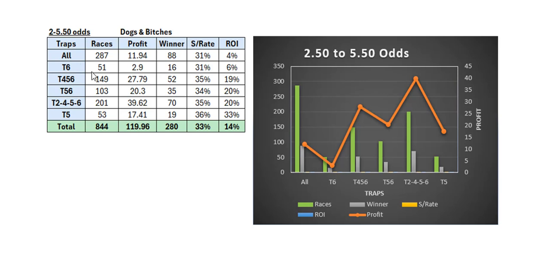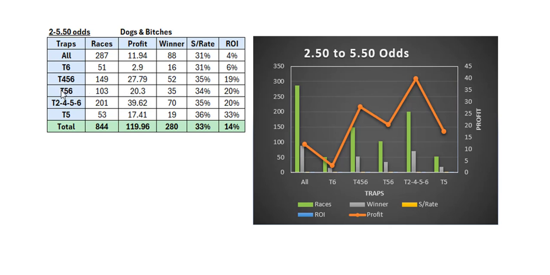If we looked at only using trap 6, we get another poor profit for this period. We've got 16 winners, 31% strike rate, and only 6% return on investment. And if we use traps 4, 5, and 6, we ended up with 149 selections, 27 points profit, 52 winners, 35% strike rate, so the strike rate's up a little bit, and 19% return on investment. Now, to some people, that is a good return on investment, 19%, over a spend of like £149 if you're using £1 per selection. This is all level staking, these profits here.